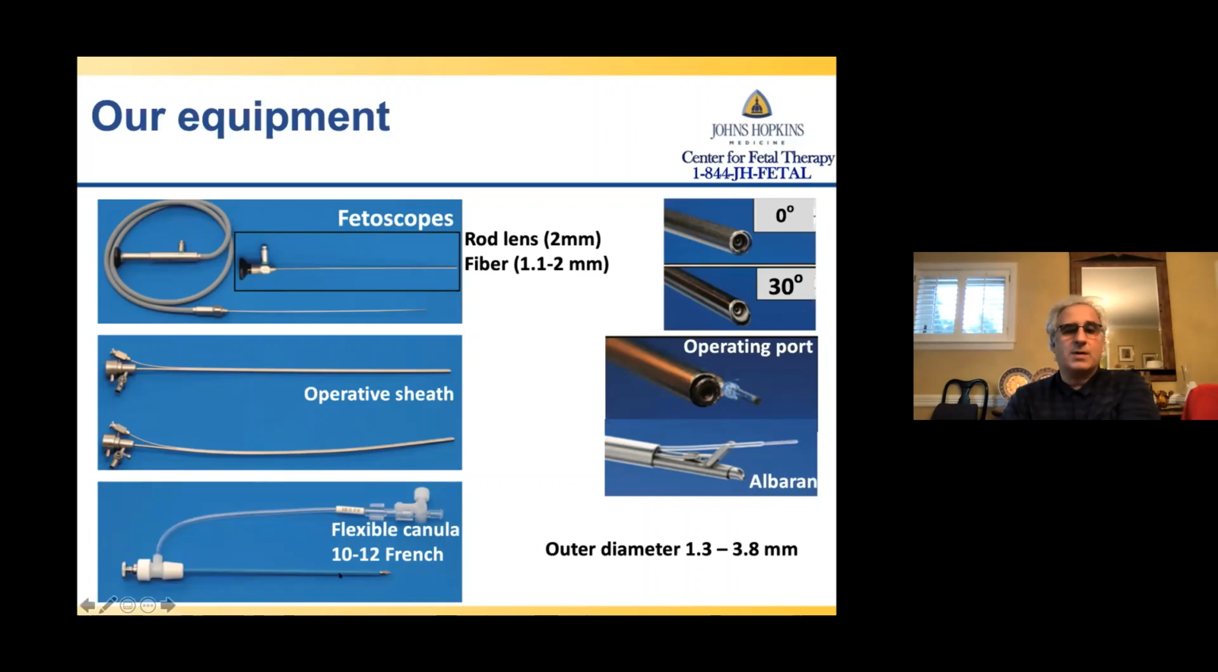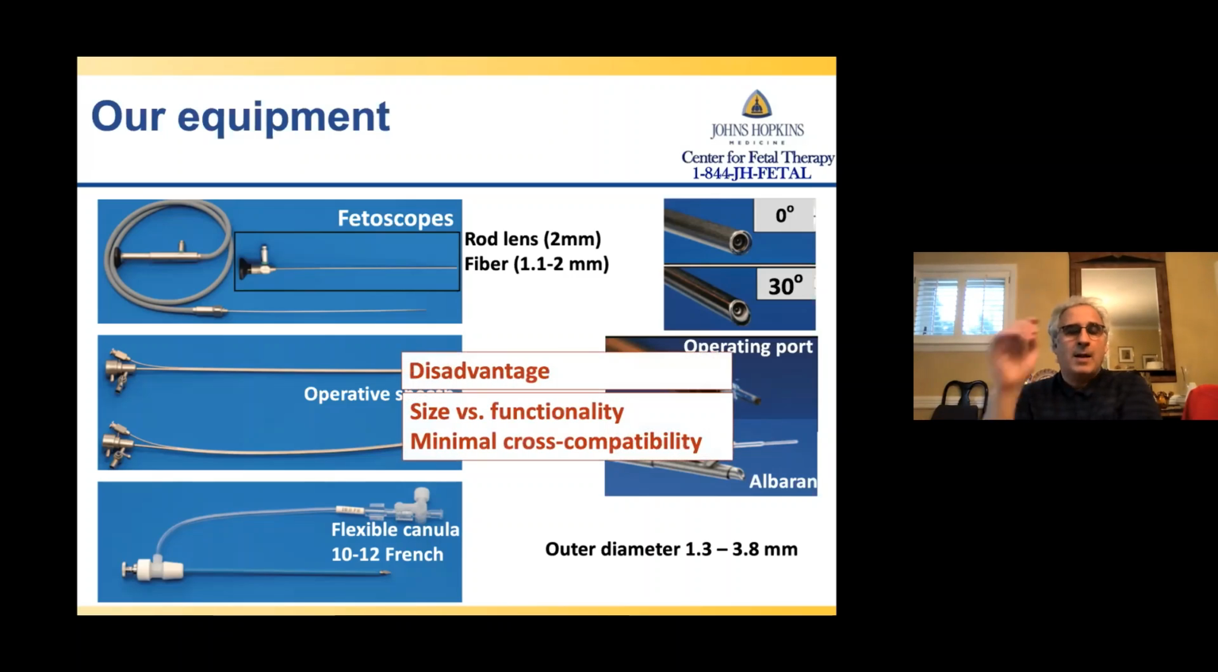But what we use is 10 to 12 French of these sheets. We have metal obturators with a cutting tip. And depending on the type of fetoscope that we use and the diameter, we will basically use these to go into the uterus, particularly if you want some flexibility. The problem with all of this instrumentation is there's almost no cross-compatibility.